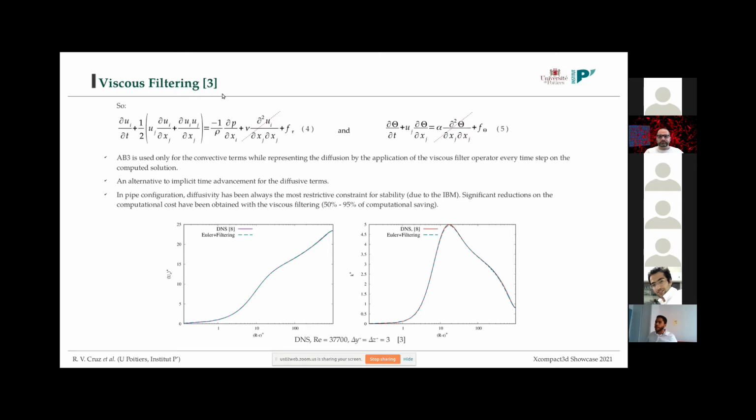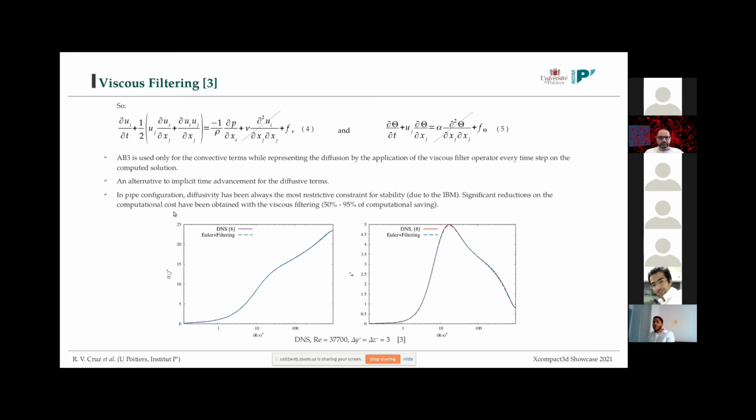And in the paper that we have just published, this was the term we used to address these results: Euler plus filtering. I have provided you with some of the statistics here to exemplify the efficacy of the method. And since we apply the filter to represent the diffusion, the AB3 scheme is used only for the convective terms. In this sense, it can be seen as an alternative to implicit time advancement for the diffusive terms.